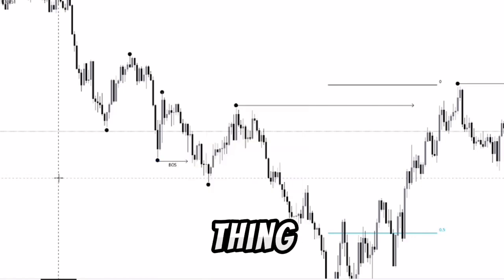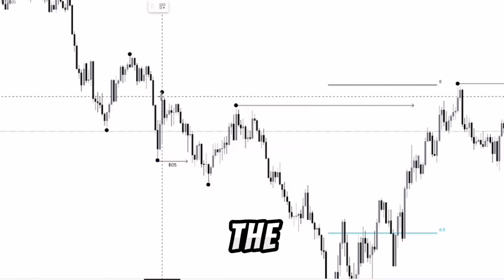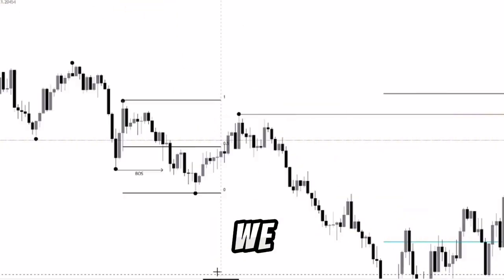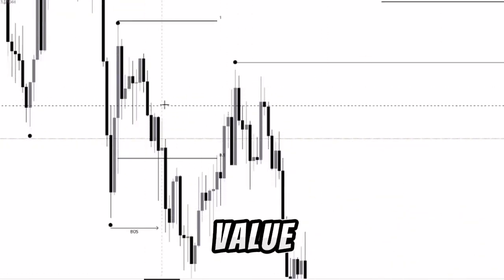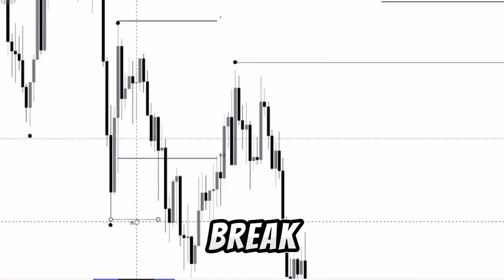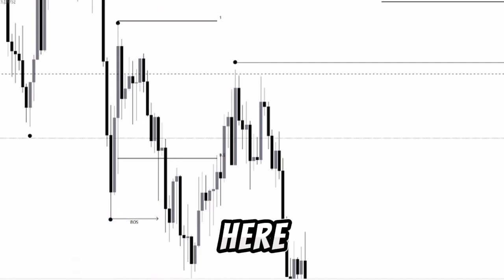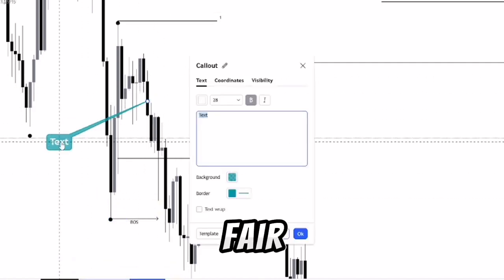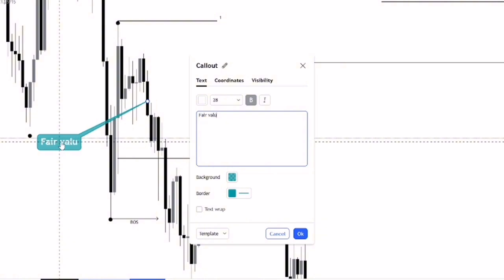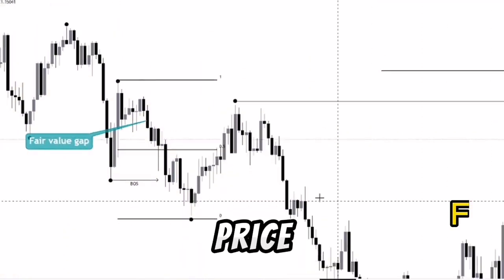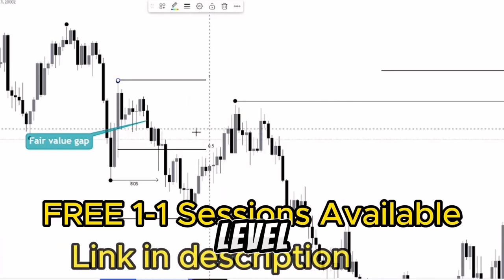Now, the second thing we see, if we draw the fib tool and zoom into price, is a fair value gap just in this region over here. So after a break of structure, we see a fair value gap just over here. If I label that fair value gap, we see price above the 0.5 level, or the 50% level.